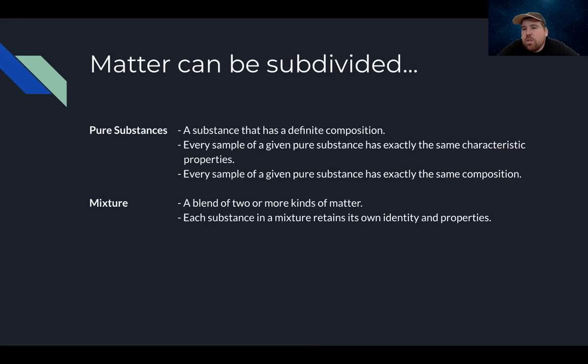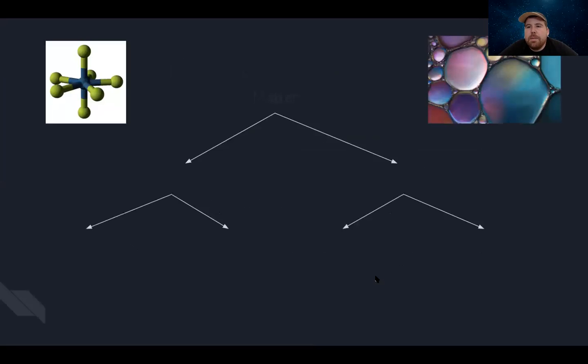So if you have salt water, for example, the salt is still NaCl, sodium chloride, and the water is still H2O, water. Kind of a dumb way to look at this, but you can't make water more watery, but you totally can add more salt to make salt water more or less salty. You can change the composition of a substance within a mixture.